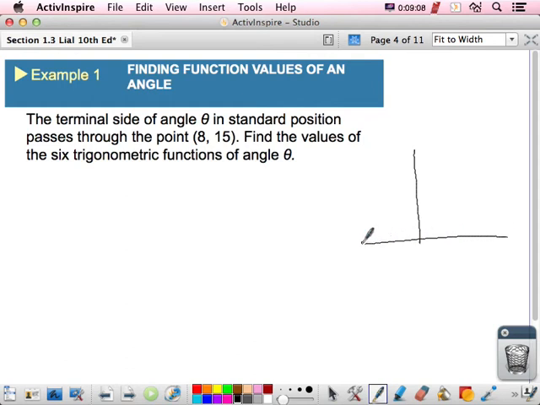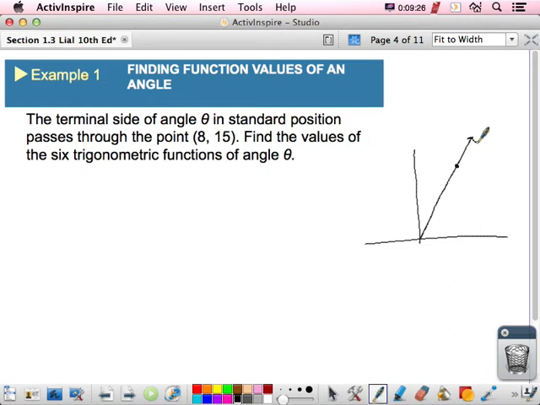And we'll label the point 8, 15. Now it doesn't have to be perfect, just kind of get it ballpark. So that would be +8 and +15. So somewhere out there is that point. Then you extend the ray from the origin through that point.